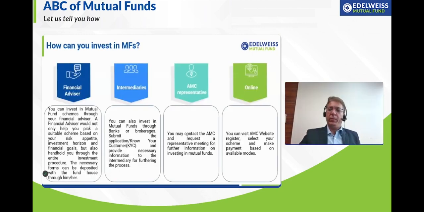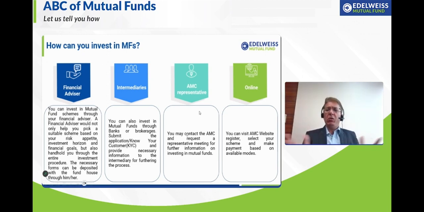How can you invest? Four predominant options. You could go to a financial advisor who will understand your risk profiling, your requirements, your investment horizon, and basis all of this, suggest various schemes that you can invest into. So that's one. You can go to intermediaries, and these intermediaries will help you process your transactions and make an investment in a scheme of your choice. You could contact an AMC representative directly and visit an AMC office and invest through an AMC representative.